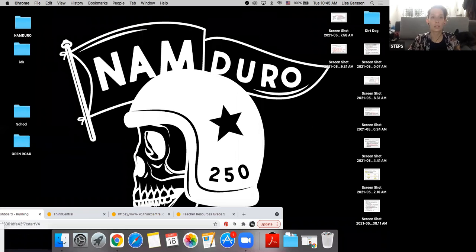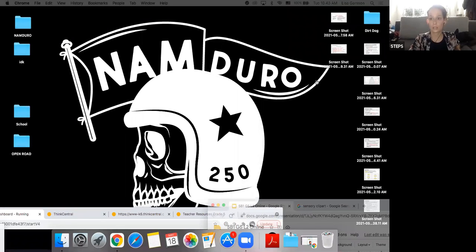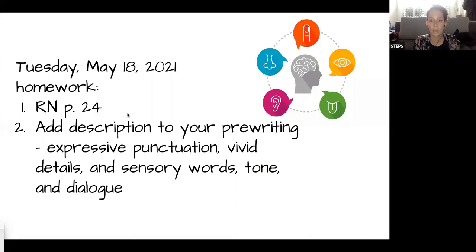Homework for today. You are going to do Reader's Notebook page 24, and then you're going to add description to your pre-writing. You can use expressive punctuation, vivid details, and sensory words, tone, and dialogue. Do what we practiced today, and you can use your Reader's Notebook as practice. Just use the pre-writing that I gave you last time. You can just add it to your pre-writing, and I think there's nothing on the back of that pre-writing. If you want to add some description on the back, then that's fine.